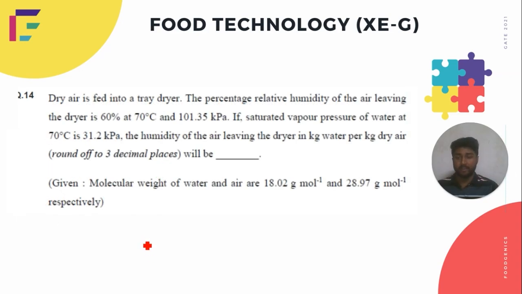So we have another NAT out here. What is being asked in the question: dry air is fed into a tray dryer. So let us draw a tray dryer here. So this is dry air. Then the percentage relative humidity of air leaving the dryer is 60%. So this air is leaving the dryer, and the RH given is 60%.